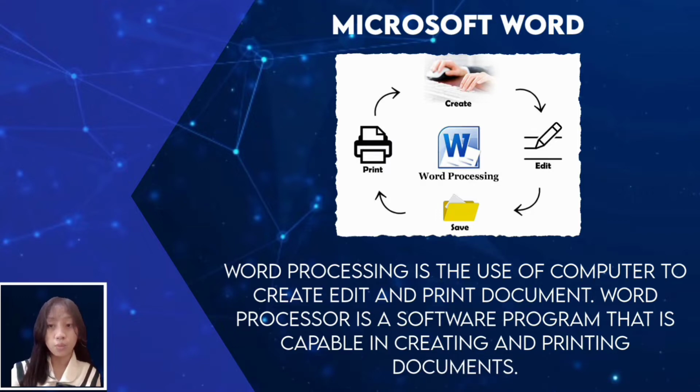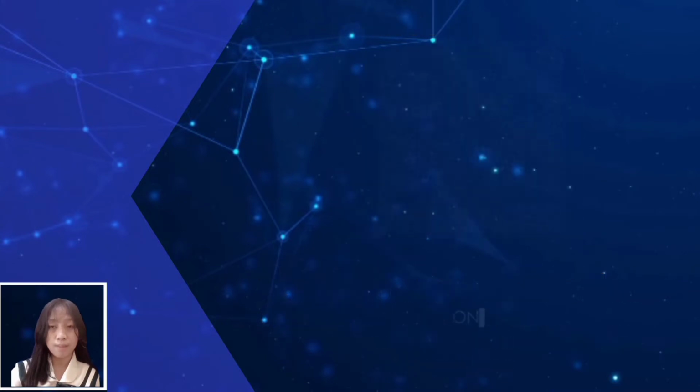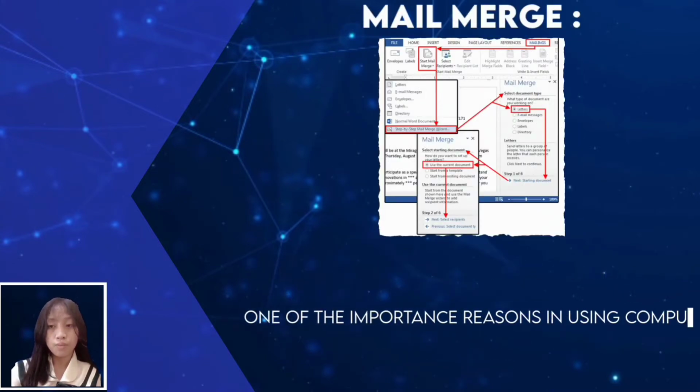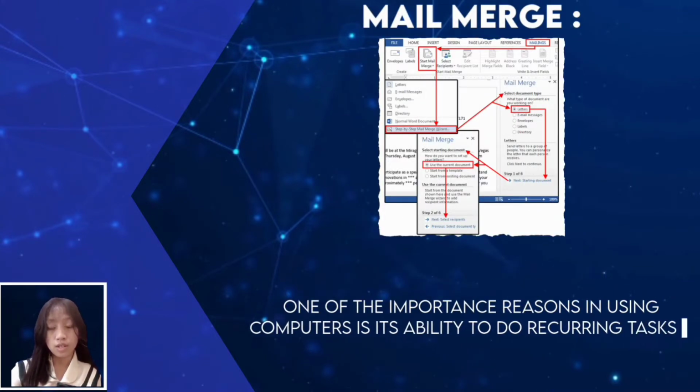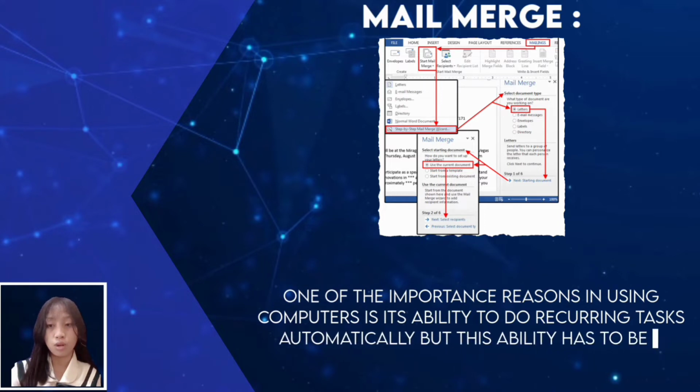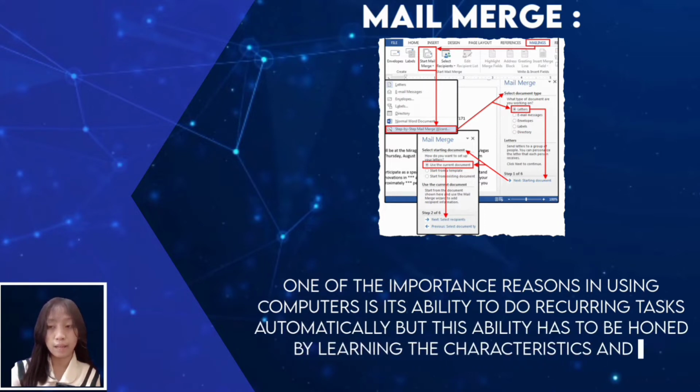It also helps in saving and storing documents. In Microsoft Word, you use the computer to create, edit, and print documents, as a software program that is capable of creating and printing documents. So, one of the features of Microsoft Word is mail merge. One of the important uses of the computer is its ability to do recurring tasks automatically.